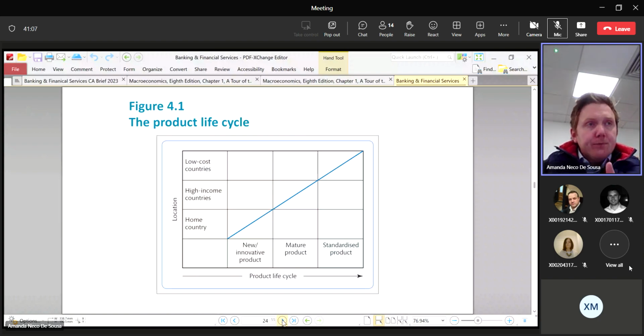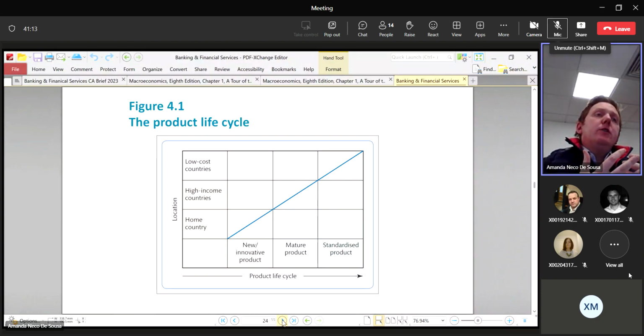And then the final stage of that product life cycle is the standardization of the product, when the product is very undifferentiated and competition is widespread, as other banks have copied it and brought on their own versions of the product or service.